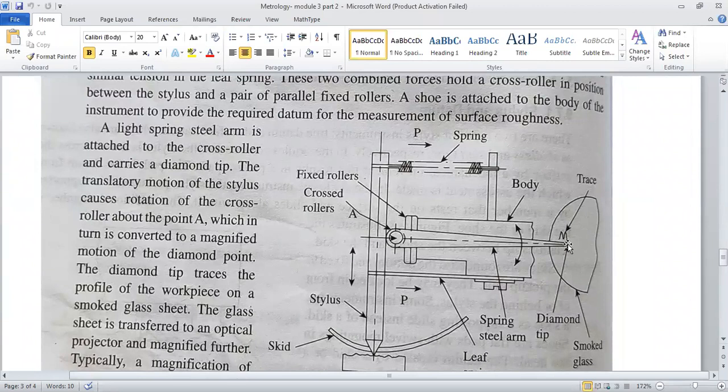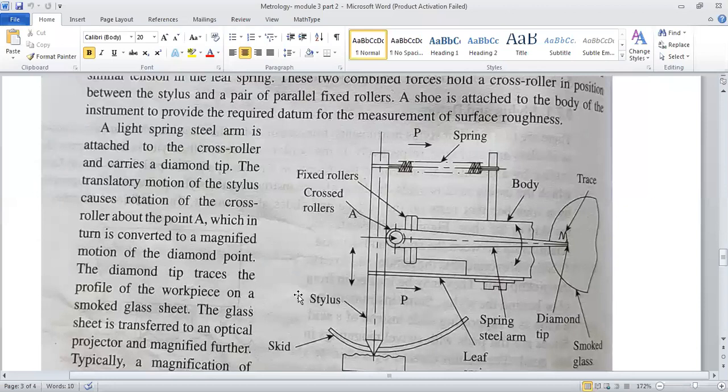So this diamond tip is actually called the probe. Here a light spring steel arm. This is a light spring, that means stiffness is low. Light spring means stiffness and mass are low. So the light steel arm is attached to the cross roller and carries a diamond tip. The translatory motion of the stylus. Translatory motion means to and fro motion. What do you mean by to and fro motion? Anybody?